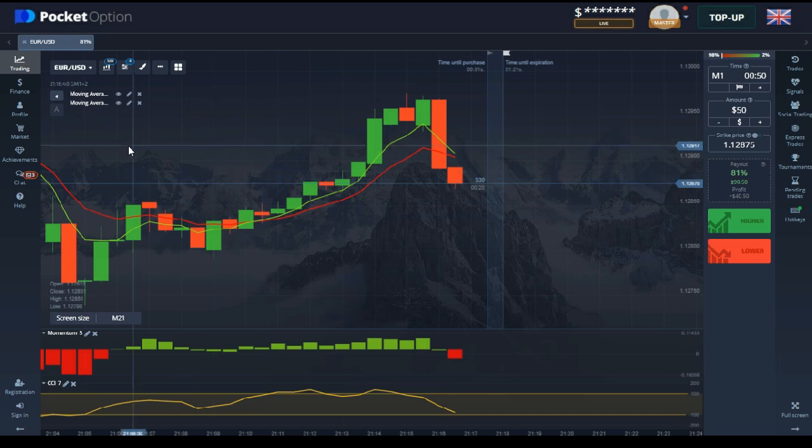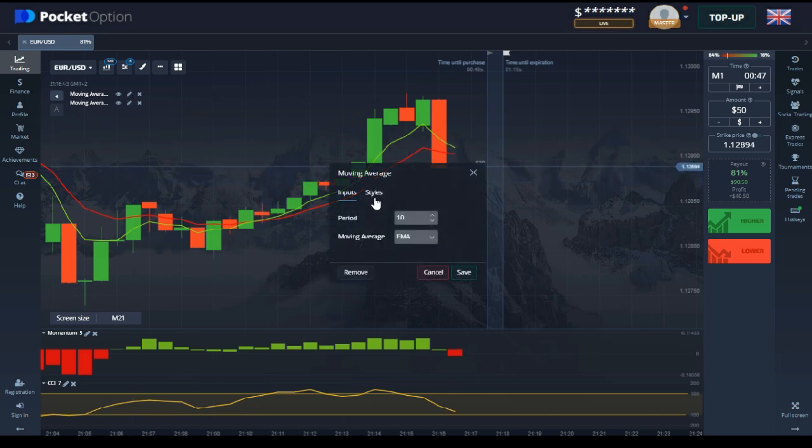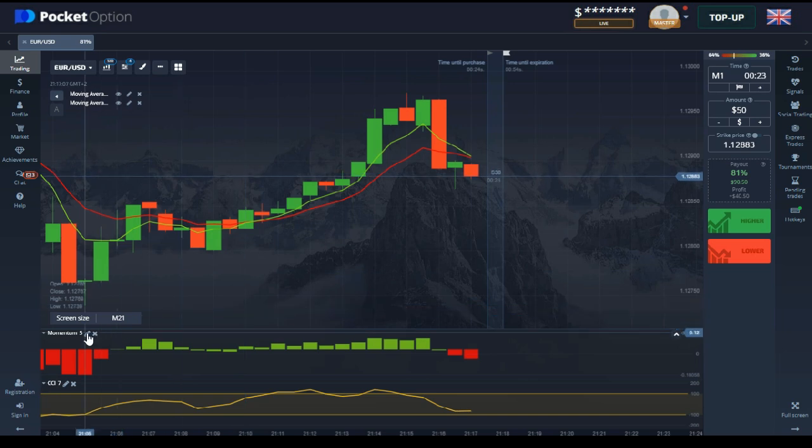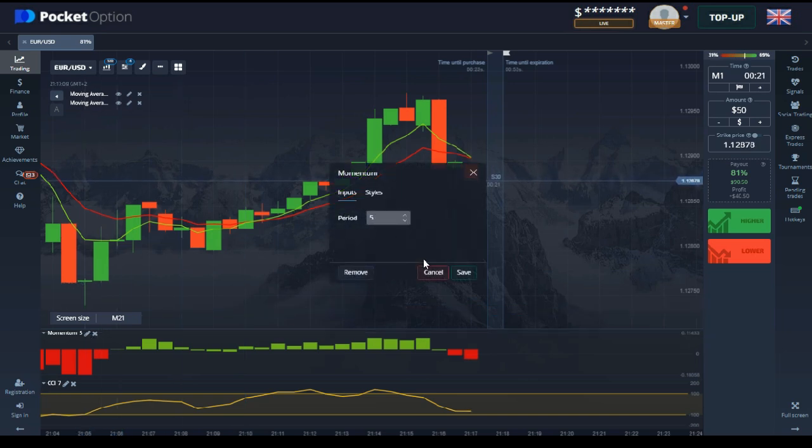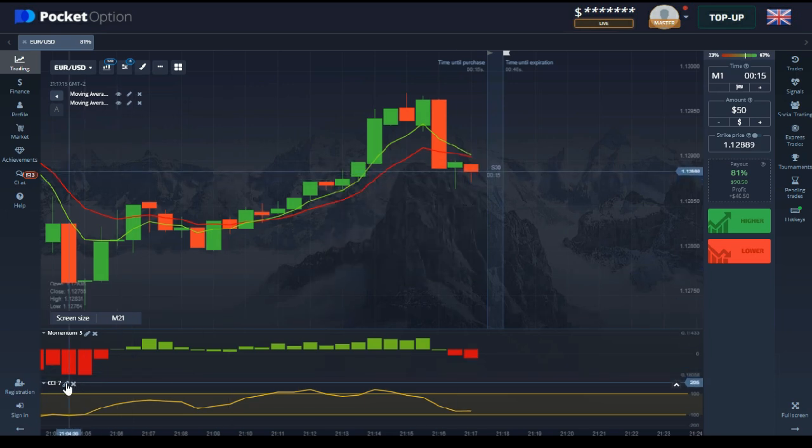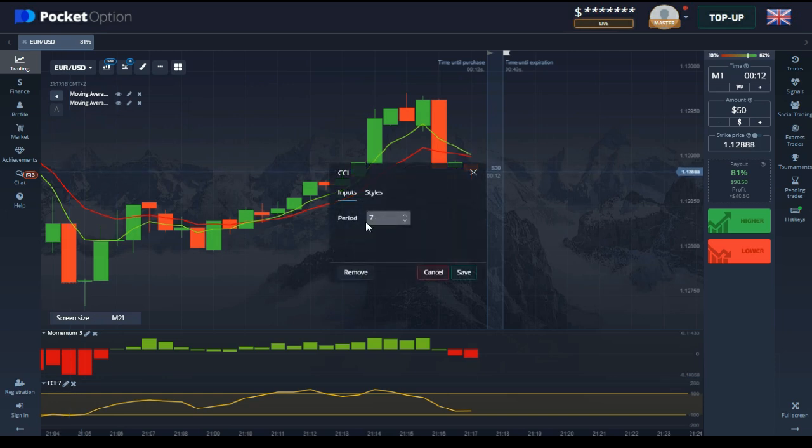I am using the first moving average, a 10 EMA, with the style red and 2px, and the second one is a 5 EMA, also 2px. The third one is momentum; I'm using momentum with period 5, then save. And the fourth one is CCI with a period of 7.